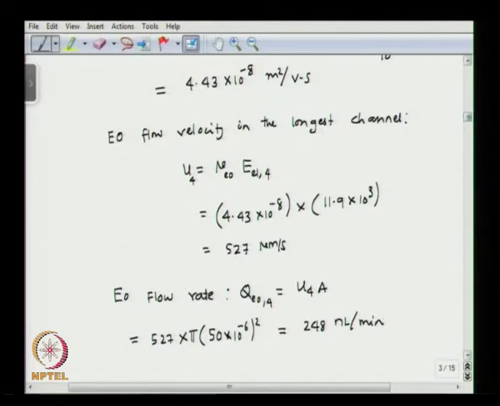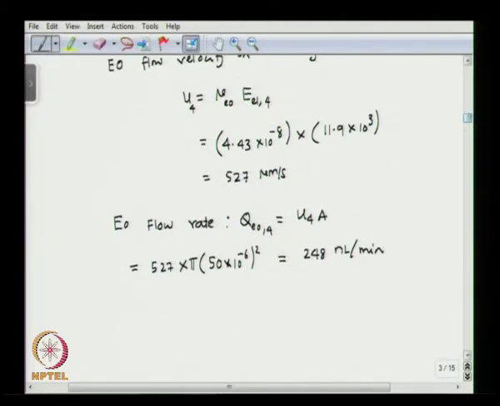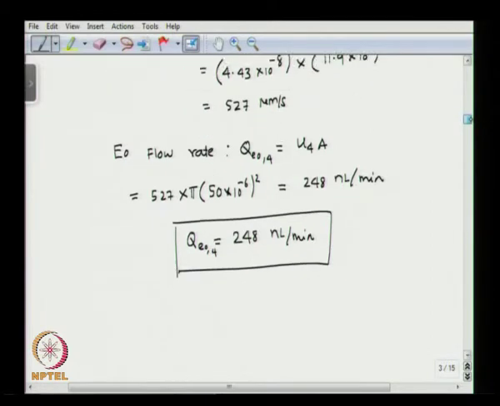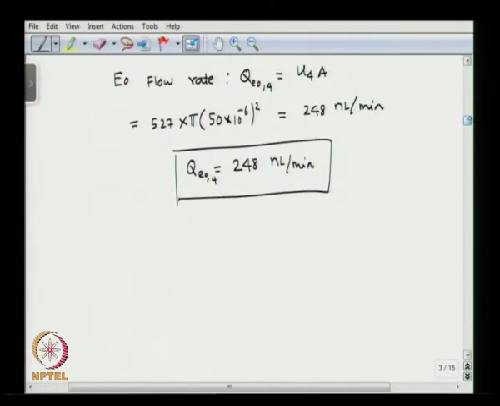Okay. So, Q electroosmotic is 248 nanoliter per minute. So, that gives you an example how to solve for the electroosmotic flow rate in a typical microfluidic network when you are using electroosmosis for capillary electrophoresis applications.